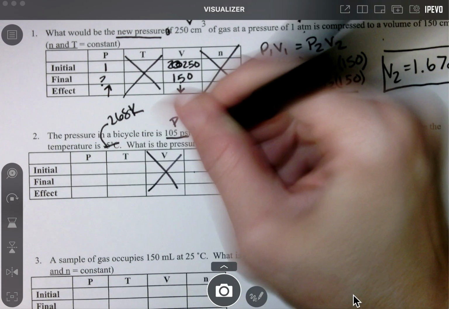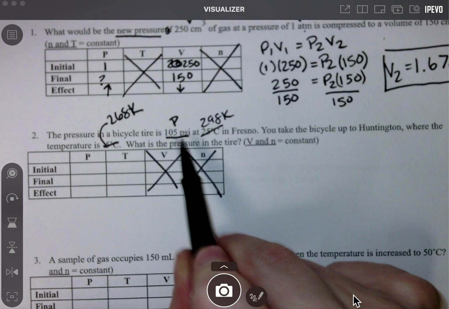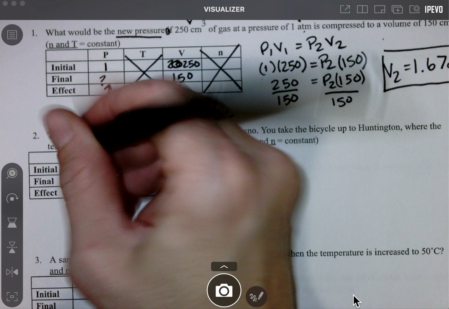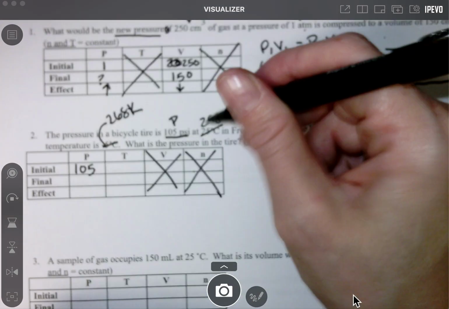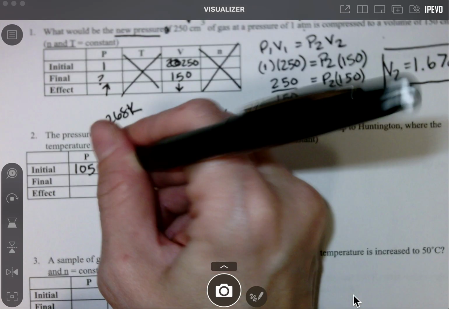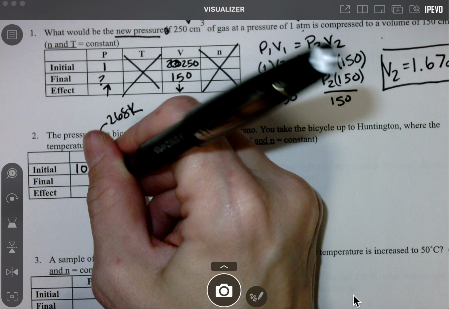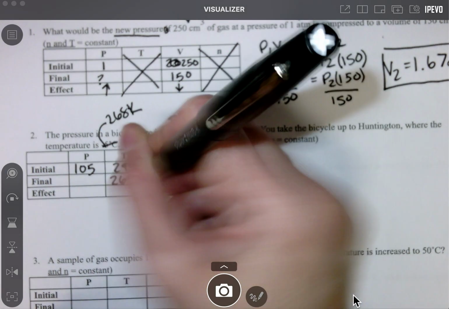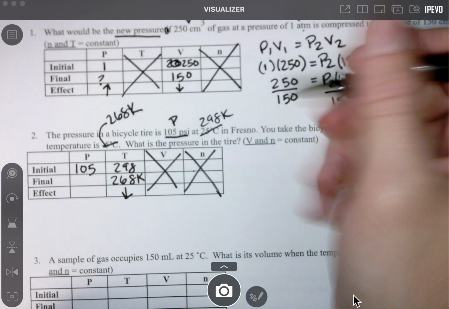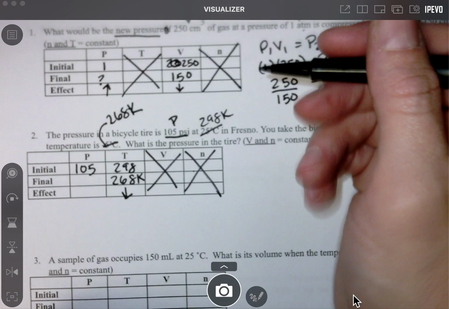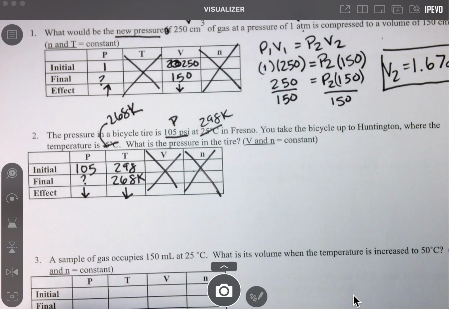So I'm just going to cross those out. So my initial pressure is 105 psi. My initial temperature is 298 kelvins. My final temperature is 268 kelvins. So my temperature went down. Since temperature and pressure have a direct relationship, whatever number goes here should also go down.